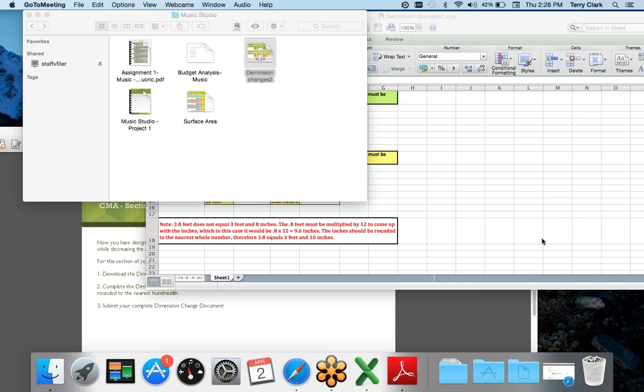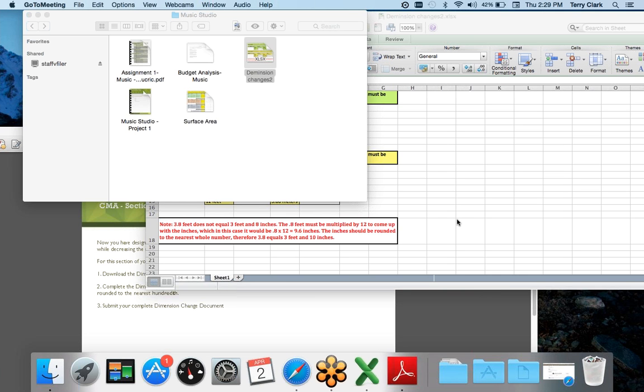I'm pulling up my calculator because I'm not going to do it by hand. When I take the 200 and multiply it by 1.33, which is 133%, that's going to give me 266 feet.